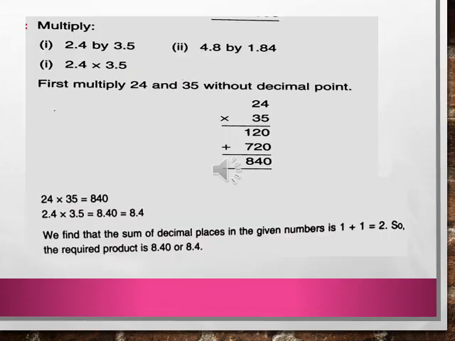See here, first we will multiply 2.4 by 3.5. When we multiply 2.4 by 3.5, we have to remove the decimal point. Means simple multiplication. You are aware about the simple multiplication. Think about these numbers as 24 and 35, and without decimal, first you multiply. See here, 24 multiplied by 35. No decimal point is there.